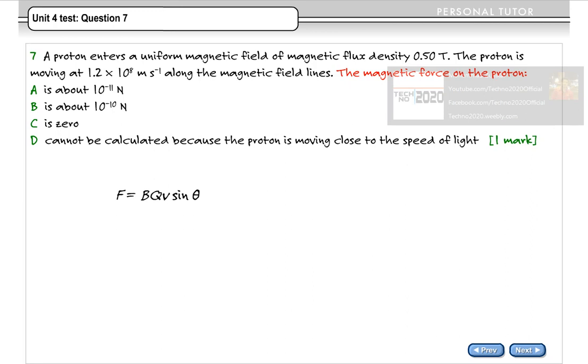But just think a little, read the question again, and note that it says along the magnetic field lines. Yes, it is a bit of a catch because you don't need any of the data since sine θ is equal to 0. So the force must also be 0.